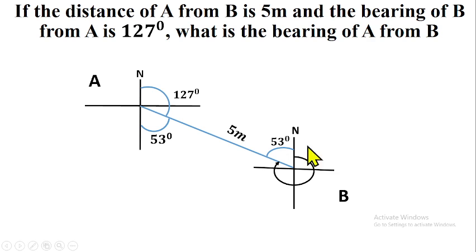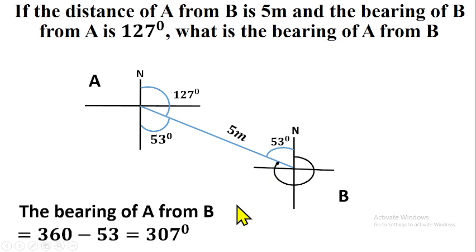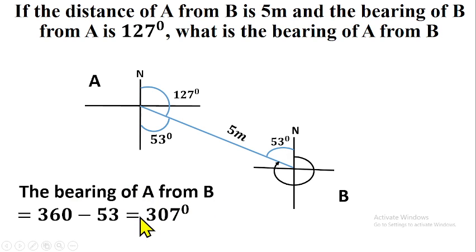So if from the north back to the north is 360, and we are looking for from here to here, and we know that from here to here is 53, how do we get from here to here? It's very simple. That would be 360 degrees minus 53. That will give us what we are looking for. So the bearing of point A from B is going to be 360 degrees minus 53, which gives us 307 degrees.